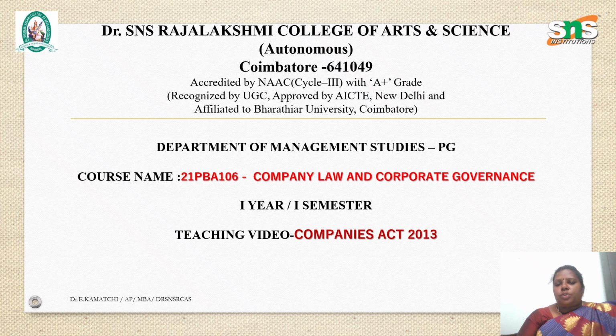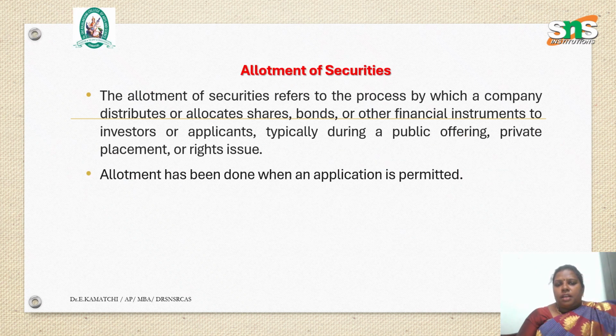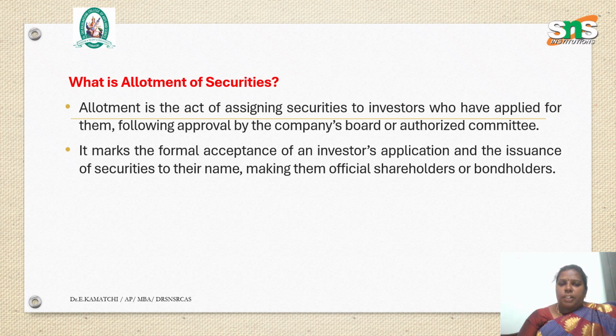So this is a continuation of company law and corporate governance. What is meant by the allotment of securities? It refers to the process by which a company distributes or allocates shares, bonds, or other financial instruments to investors or applicants, typically during a public offering, private placement, and rights issue. Allotment is done when an application is permitted.